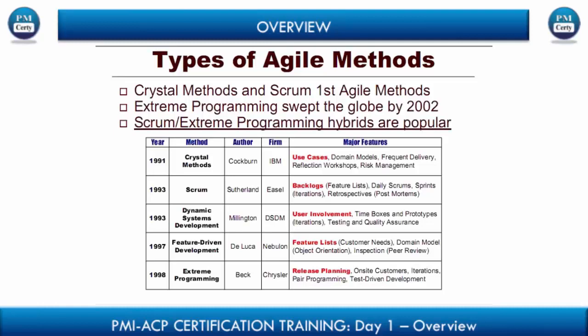Then we have some other pieces which also came out of Europe. So we have Nibelon, a gentleman called De Luca, who does FDD, or feature-driven development, where he's given a best practice which is called feature list, or the customer needs, which are taken in and built as tasks. Then, of course, the other big piece that was used extensively in Chrysler from Beck, which is extreme programming.